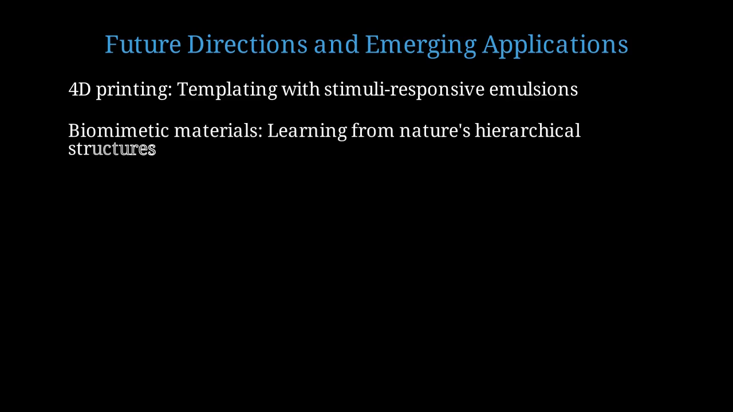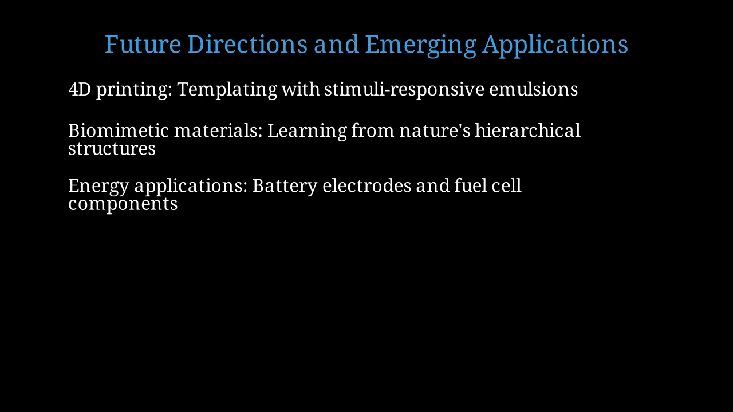Nature employs hierarchical structures extensively, from bone to wood. Droplet templating combined with biological assembly principles offers pathways to synthetic biomimetic materials with unprecedented properties. In energy storage and conversion, droplet-templated electrodes provide continuous electron and ion transport pathways. High porosity reduces tortuosity, improving rate capability in batteries and enhancing mass transport in fuel cells.